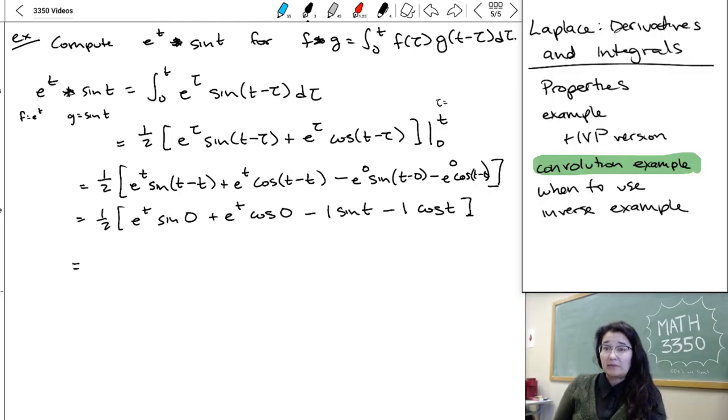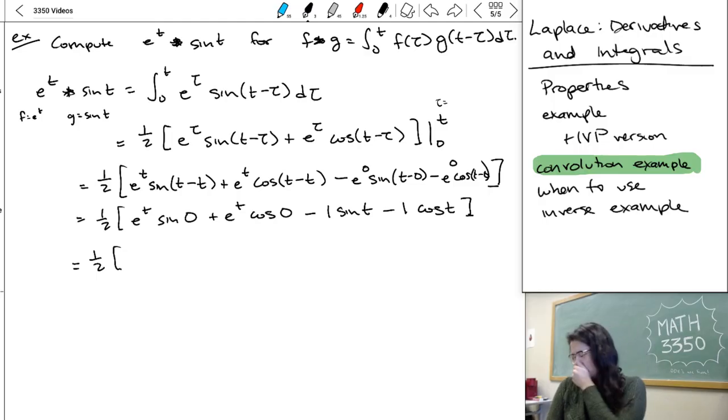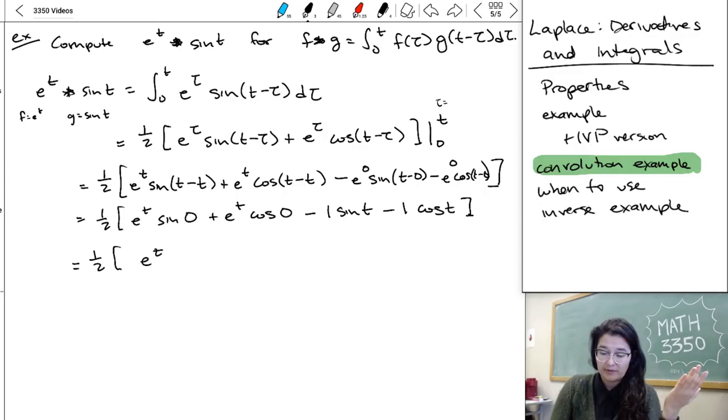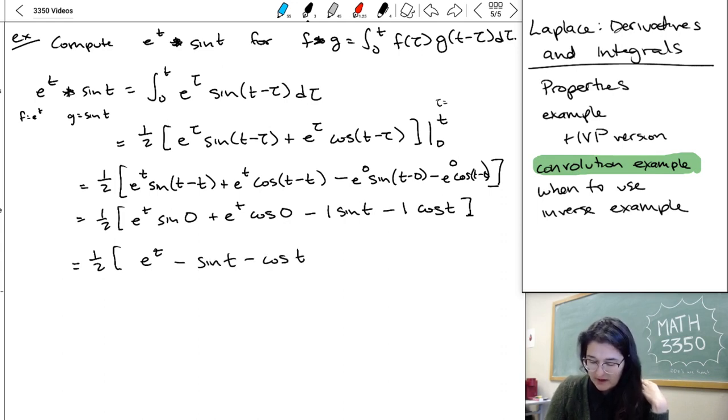And there's just one more step to make this a little bit simpler, which is noting that at 0, sine is 0 and cosine is 1, so that first term goes away, and I'm just left with e^t times 1 from this cosine 0 term. And then my sine t and cosine t stay the way they are. And that's how you compute a convolution integral.